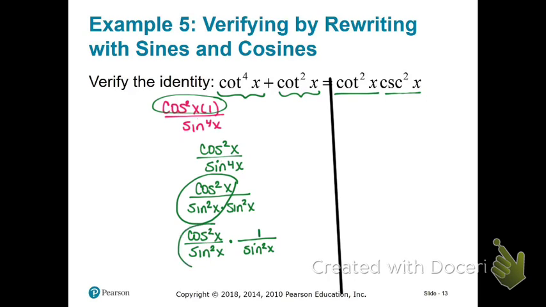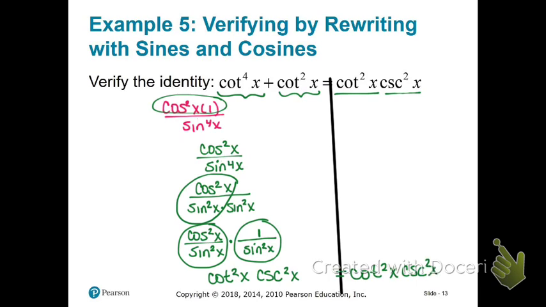And so you just told me that cosine squared over sine squared is cotangent squared. What is 1 over sine squared? Cosecant squared. And isn't that what we were after? Yeah, so equals, and just bring it down. Cotangent squared, cosecant squared. And we are done.